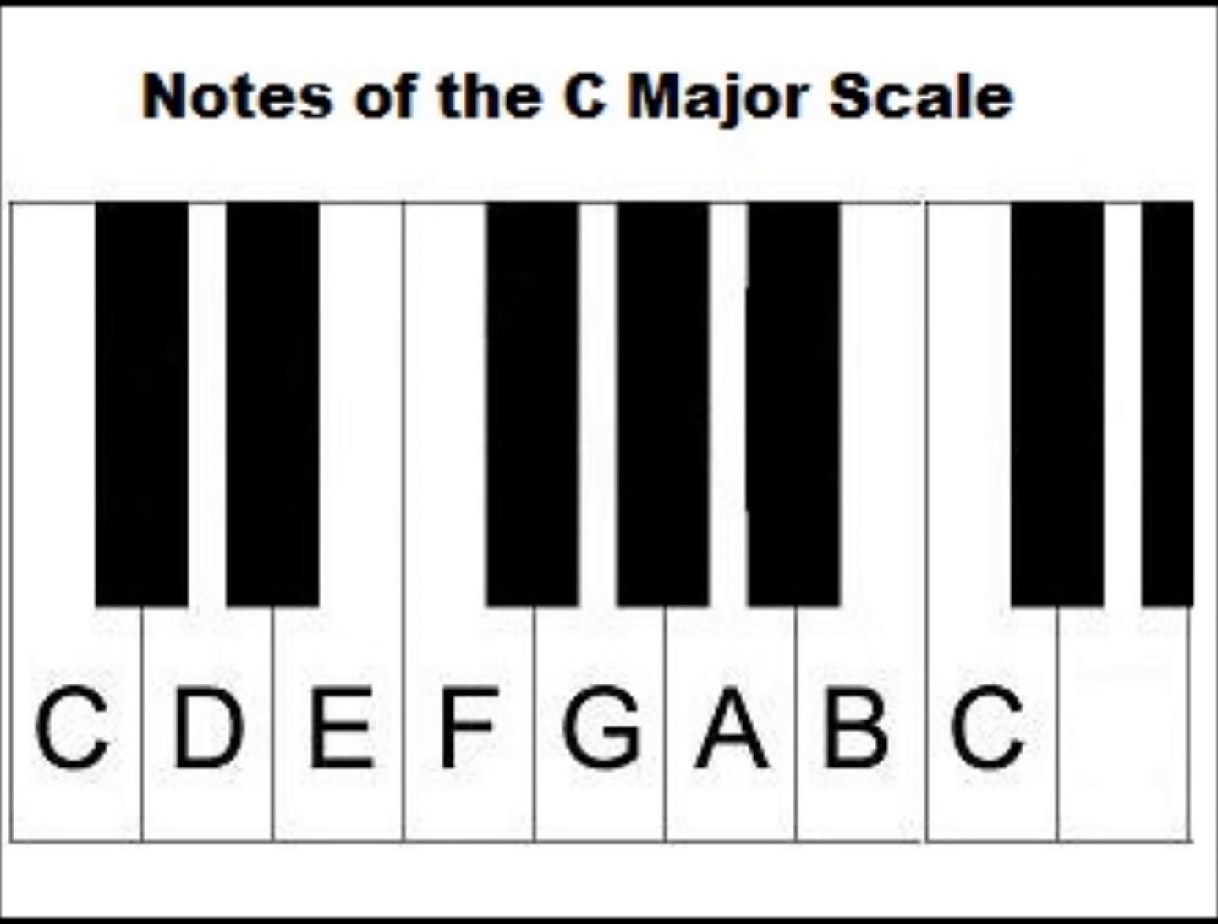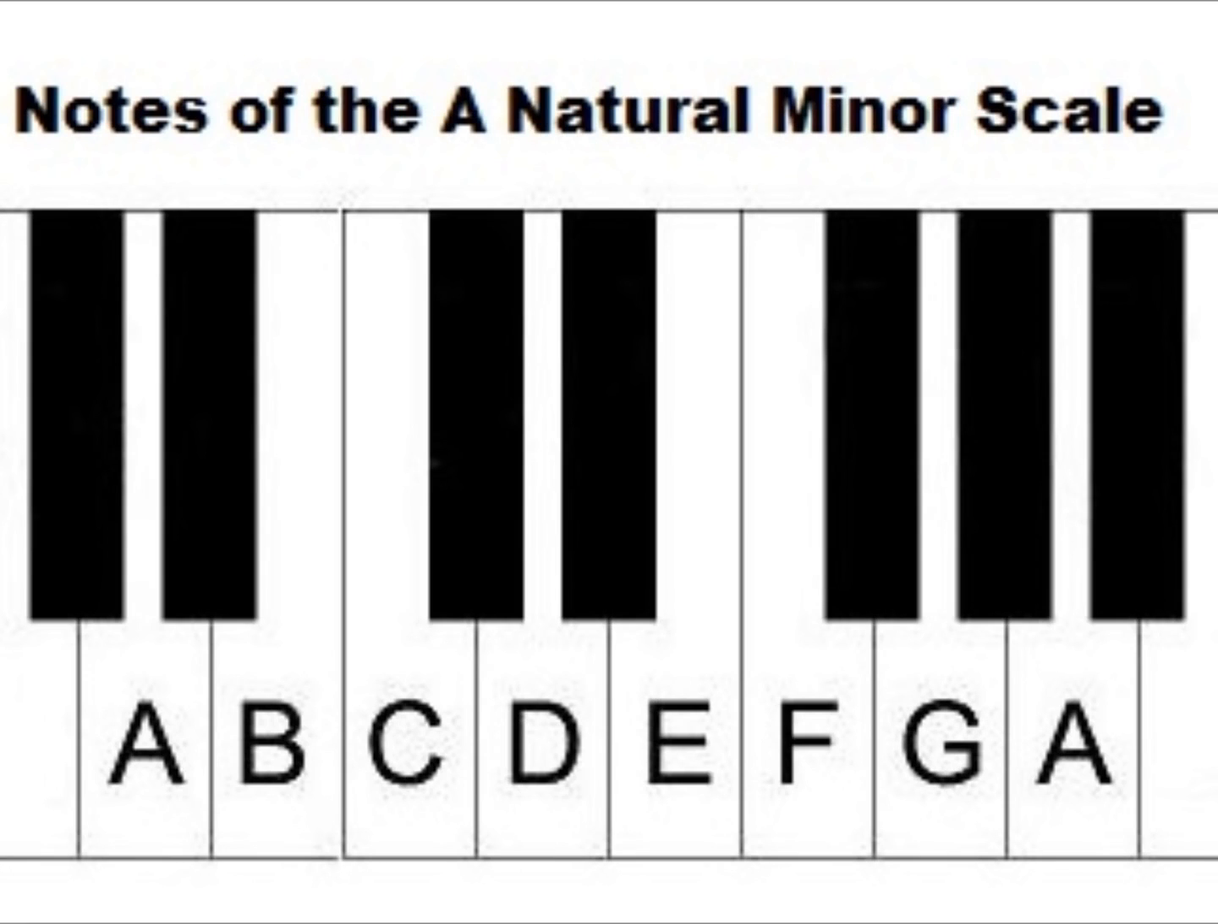For instance, the notes of the C major scale are C, D, E, F, G, A, B. The sixth note in that scale is A. The relative minor of C major, A minor, starts on that sixth note A and moves to B, C, D, E, F, G, then back to A.